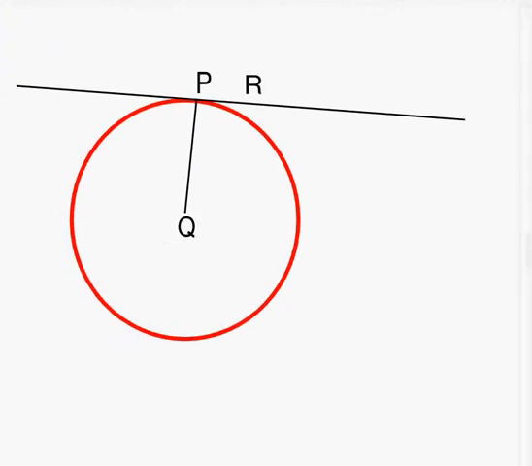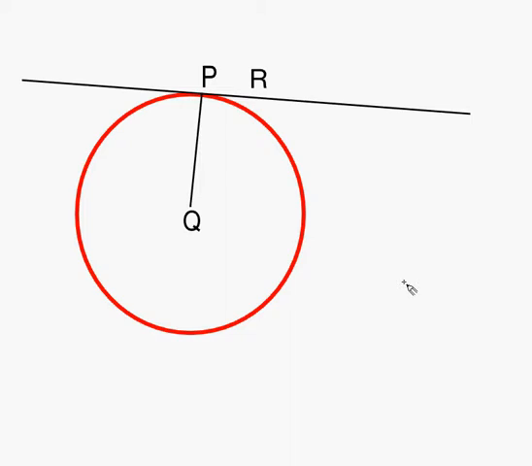So we have this diagram here, and this diagram shows circle Q, a circle with center Q, and a radius QP, and a line that is tangent to the circle at point P. And we also see that we have a label of another point that is on the line that is not at the point of tangency. We call this point R. In general, R could be any other point on the line. So why then is QP perpendicular to line L?